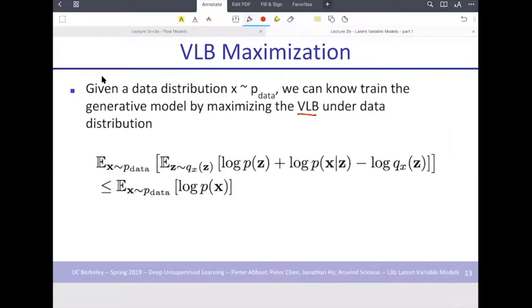Okay, so given a distribution X sampled from our observed data, we want to... Okay, so this is the VLB, which we want to maximize, and approximate Q for each data point. Okay, this just says that we want to maximize the VLB, right?